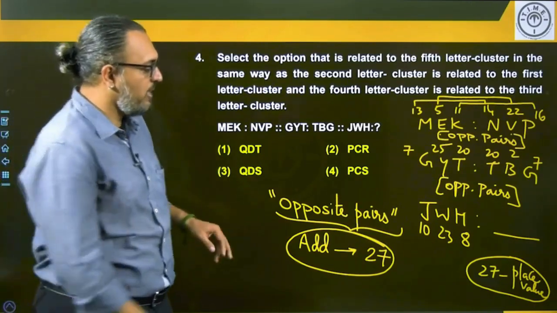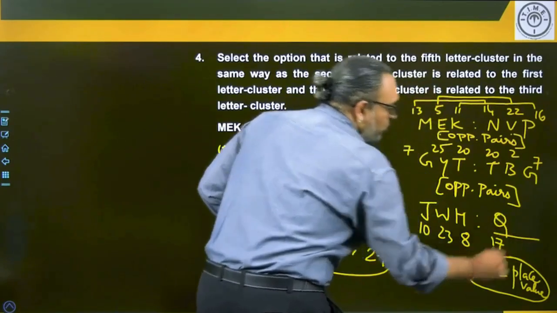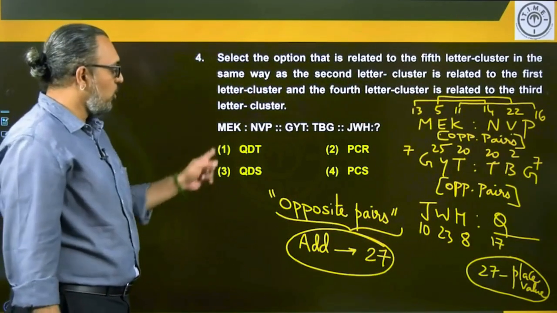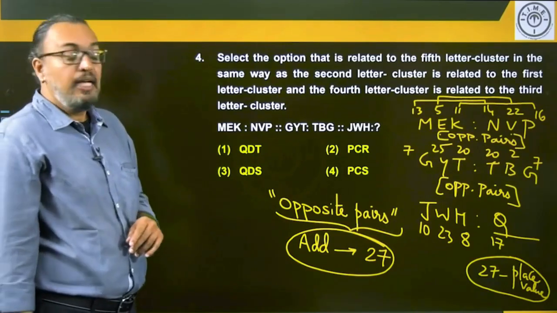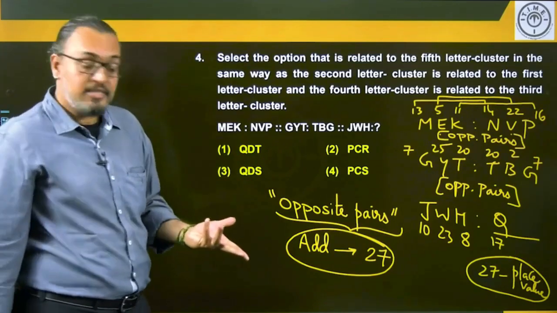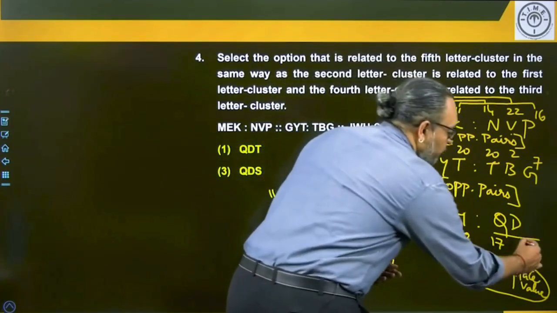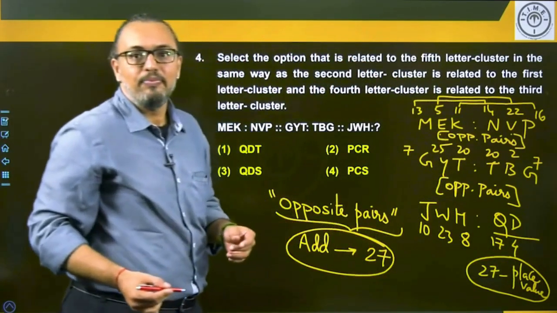So 27 minus the place value. So 27 minus 10, you have 17. Now 17 is Q. Correct? So look at your options. There are two options, 1 and 3. Now my target is going to be the third letter because the second letter D and D, they are same. So this has to be D because now 27 minus 23 is how much? 4. 4 is D. Correct?